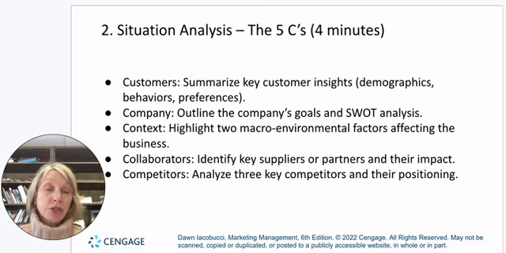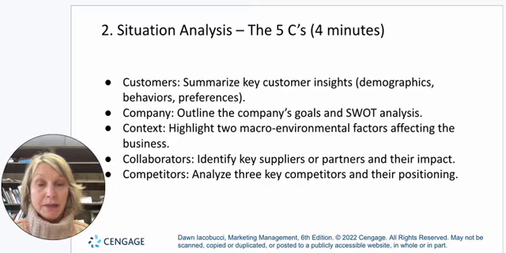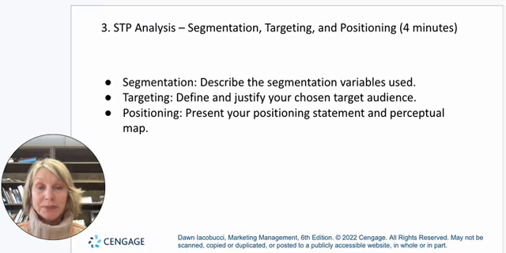So what are the 2 largest macro environmental factors that are affecting the business that you see either as an opportunity or as a potential threat to your business? Then I want you to identify the key collaborators. Again, you don't have to identify all of them, but who are the real partners in your business that are really essential to the success of your marketing plan? And then finally, look at their competitors and analyze their positioning. So who is your competition and how are they promoting themselves as different and better than you?